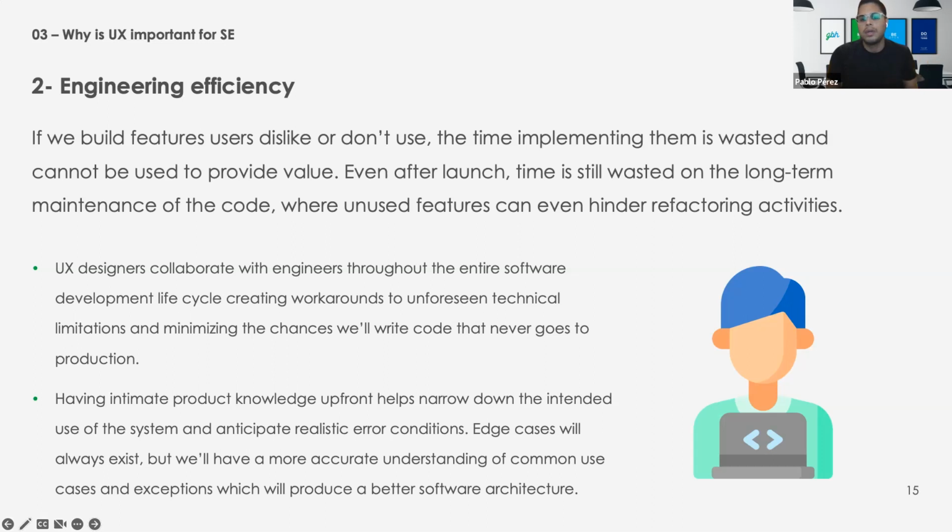We have to do, well, like I said, refactoring or changing the product when it's already launched. And having intimate product knowledge upfront, in the case of software engineers, helps to narrow down the intended use of the system and anticipate realistic error conditions.